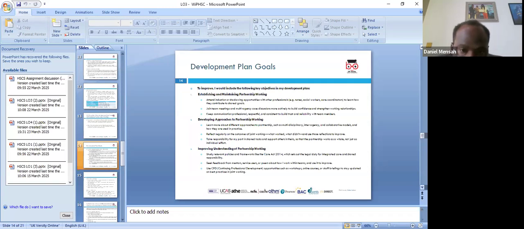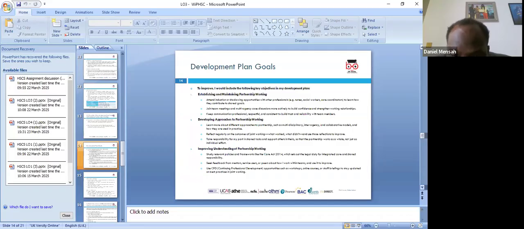Development plan goals. To improve, I would include the following key objectives in my development plan. Establishing and maintaining partnership working. Attend induction or shadowing opportunities with other professionals, for example nurses, social workers, and care coordinators, to learn how they contribute to shared goals. Join team meetings and multi-agency case discussions more actively to build confidence and strengthen working relationships. Keep communication professional and respectful to build trust and reliability with team members.